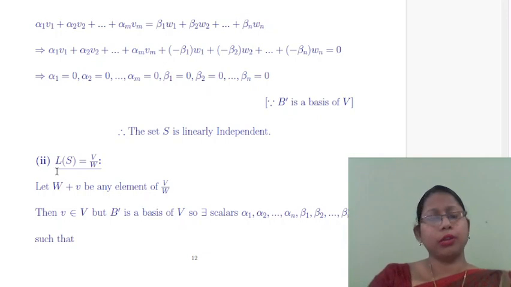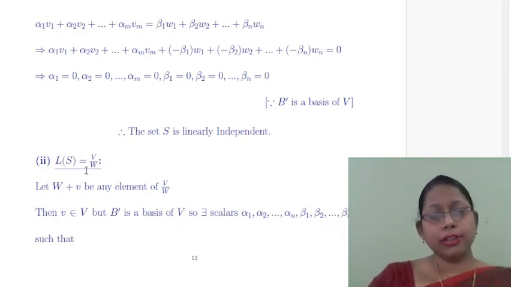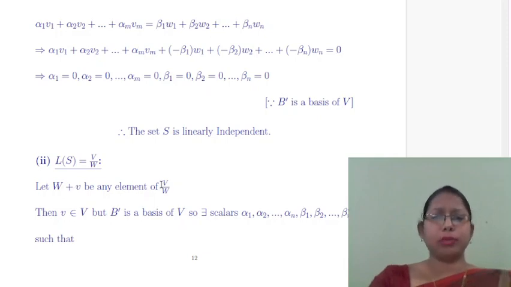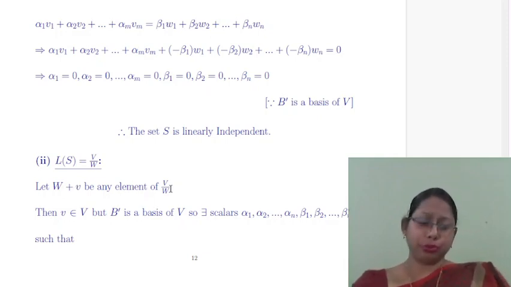Next, we are going to show that the linear span of S is equal to V by W. Since the linear span is a subspace of a vector space, the linear span is trivially a subset of V by W. Next, we are going to show V by W is a subset of the linear span, for which we consider any element W plus v in V by W, where v belongs to V.